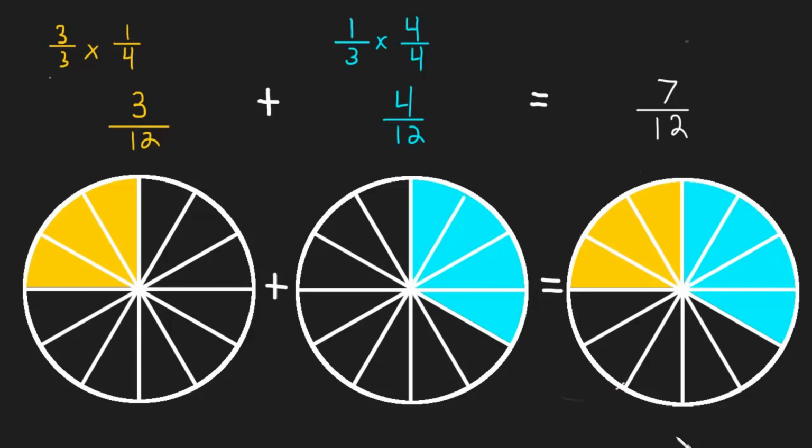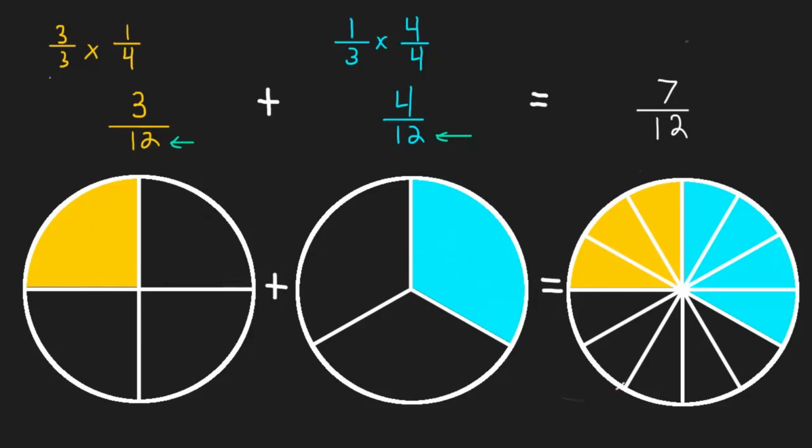Now this is the idea behind finding a common denominator. So notice our denominator ended up being the same, a 12 and a 12. And we needed to do that in order to add.